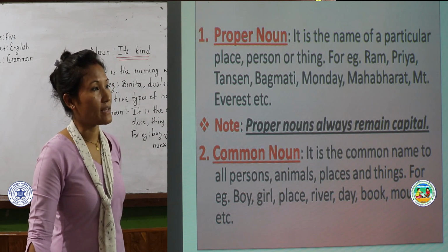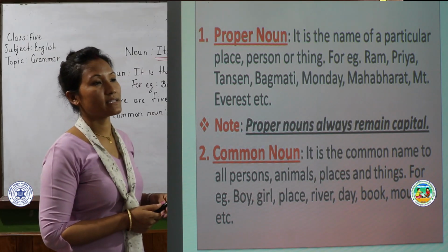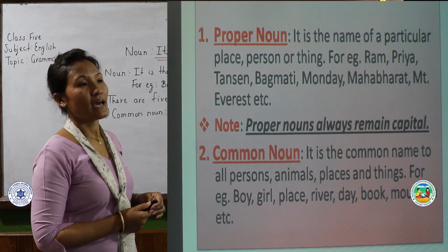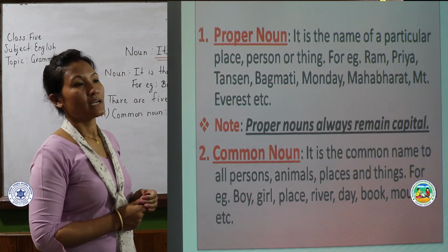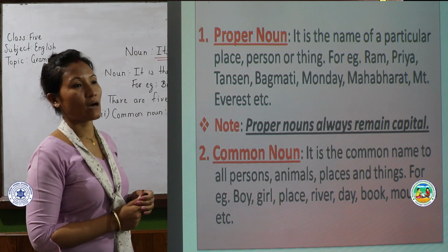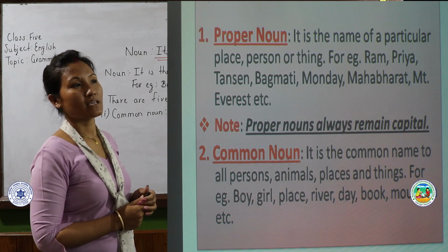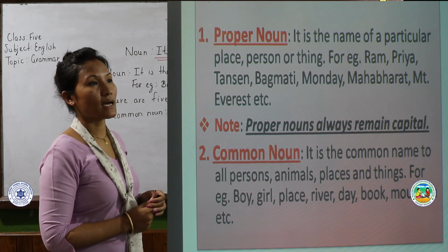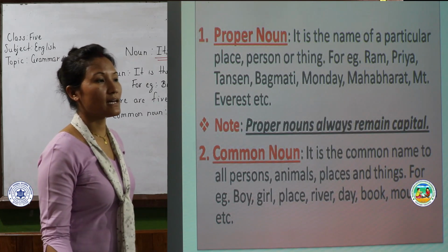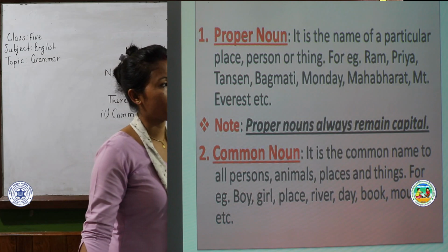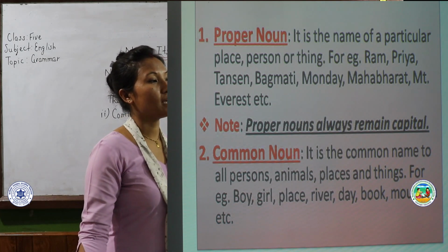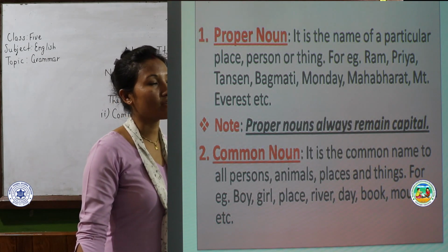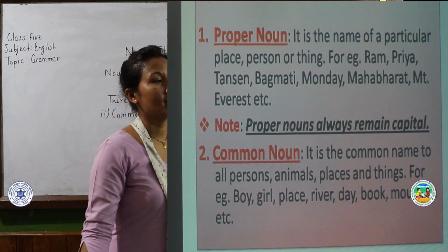And second is common noun. It is the common name to all persons, animals, places and things. For example, now just have a look towards the example of proper noun. Ram. Ram is a boy. So, boy is common noun. Now, Priya. Priya is a girl. So, girl is common noun. Tansen, it is the name of place. Bagmati is the name of river. Likewise, Monday is the name of day.